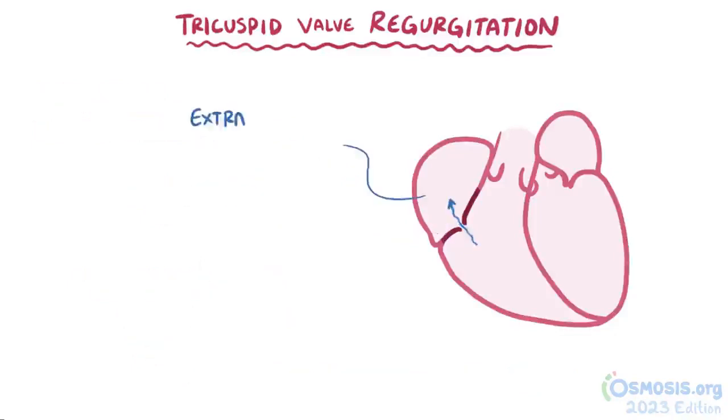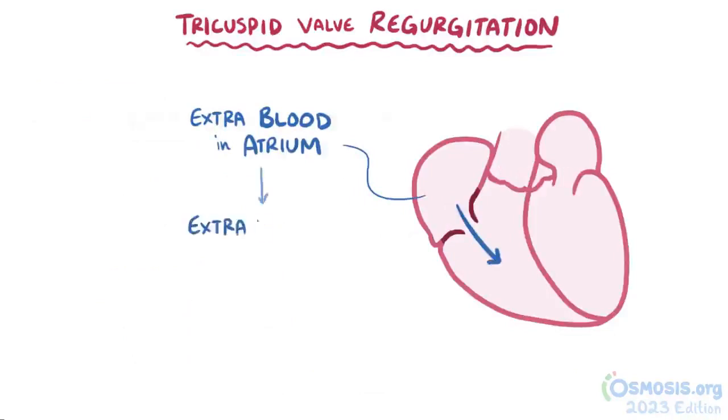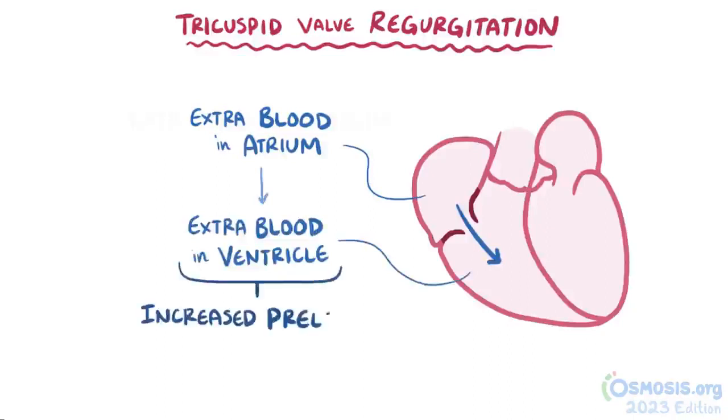Now, that extra blood that flowed backward into the atrium during systole ends up draining right back into the ventricle during diastole. This means that there's an increase in right ventricular preload. It's kind of like if you were digging a hole and every time you shoveled some dirt out, half of it would fall back in, which is a lot of wasted work.